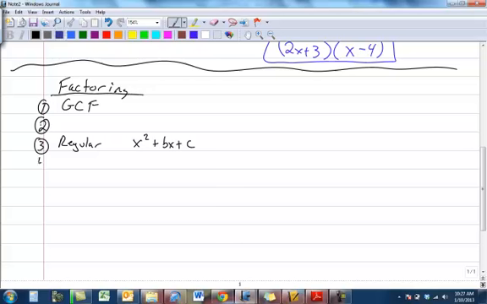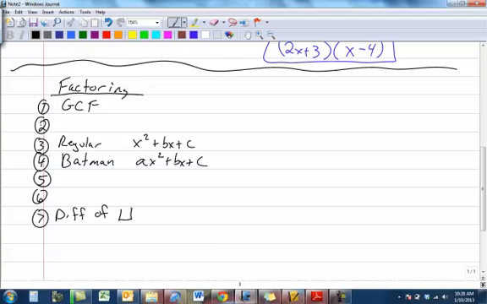Number 4 we ain't ready for. Number 4 is Batman. Batman is ax squared plus bx plus c. 5 you ain't ready for. 6 you ain't ready for. But 7 is the difference of squares. And the difference of squares pattern was a squared minus b squared that would factor to a plus b, a minus b.